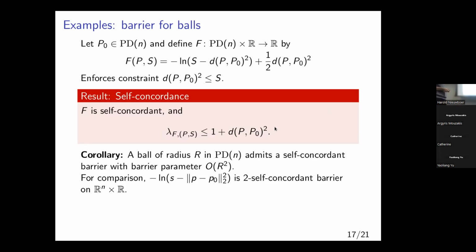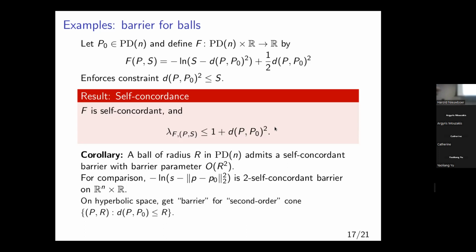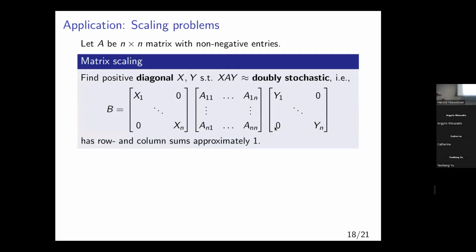Now this is much worse than the Euclidean situation. In the Euclidean situation, you can write down a barrier whose barrier parameter is just 2 for a ball of any radius. So in this PDN case, it seems that optimization via interior point methods, at least over balls, is still pretty hard, like I said is the case for these Hadamard manifolds. On hyperbolic space, you can get a refinement of this statement, but it's not so interesting.